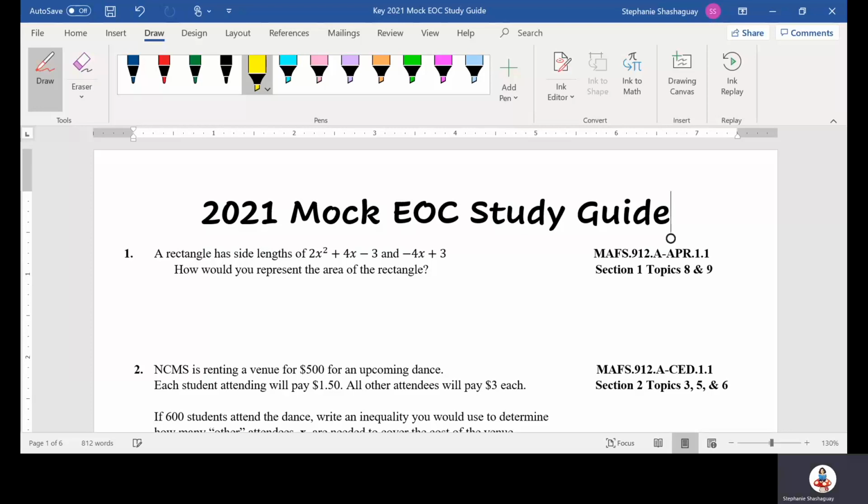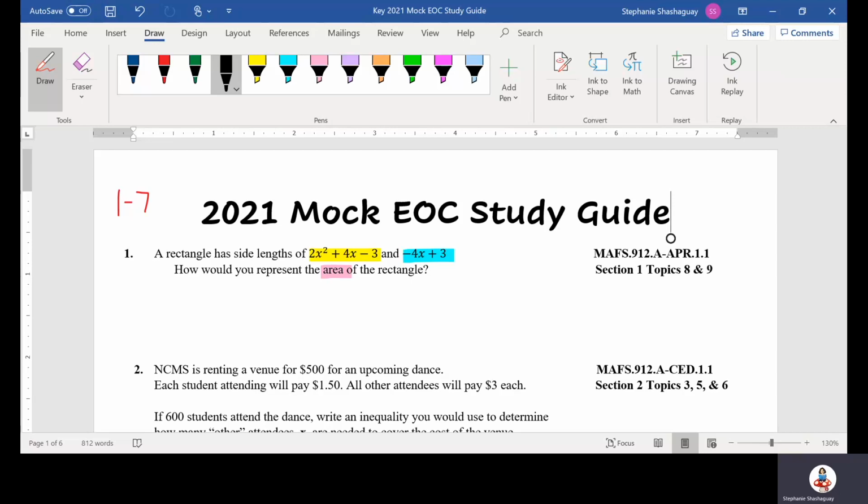All right, today we're going to be doing questions 1 through 7 of the 2021 Mock EOC Study Guide. So a rectangle has side lengths of 2x squared plus 4x minus 3 and negative 4x plus 3. How would you represent the area of the rectangle?